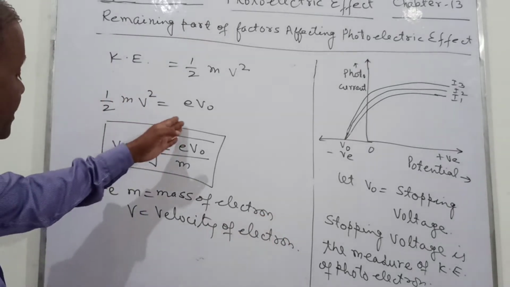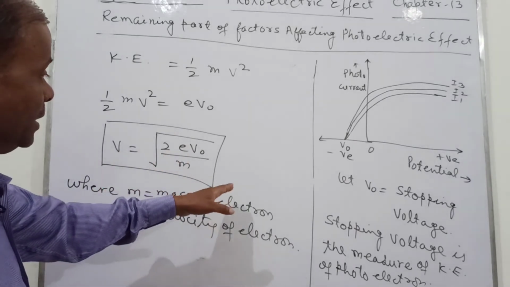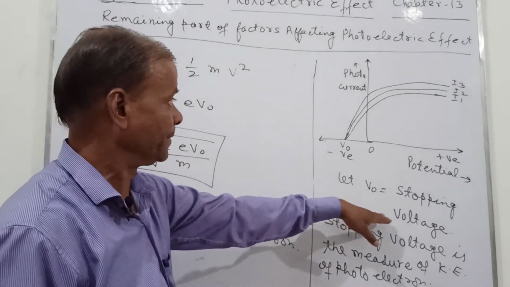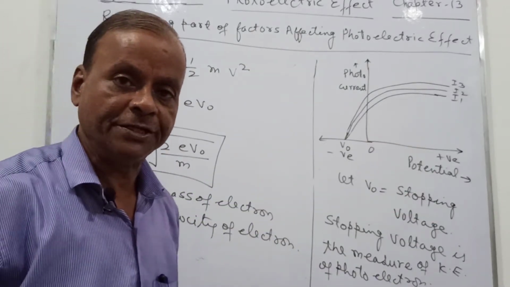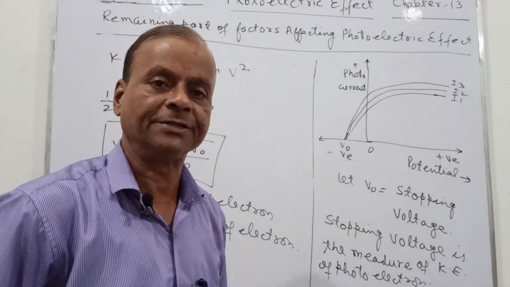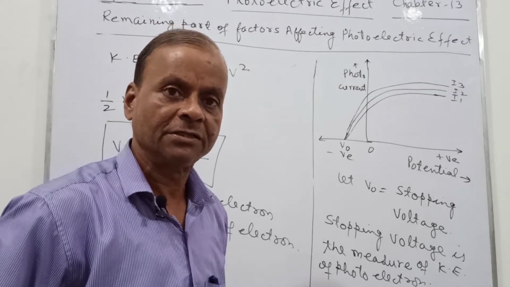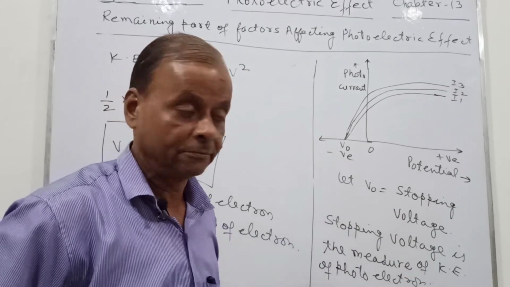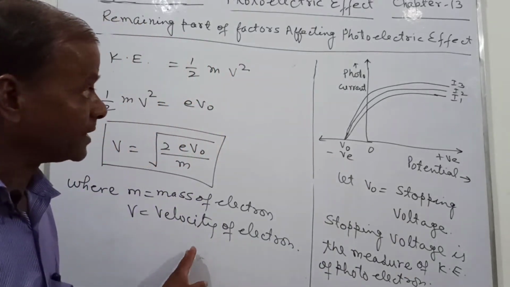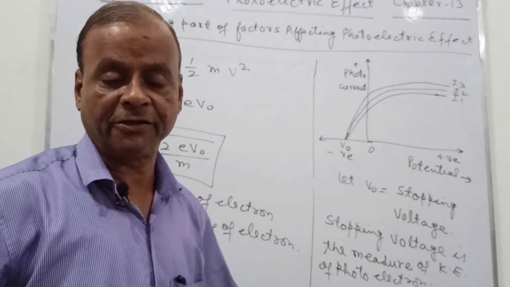So this is how we can measure the velocity of the electron, and this stopping voltage depends on the frequency of the incident radiation. For different frequencies, this stopping voltage is different. So this is a factor that affects the photoelectric effect.